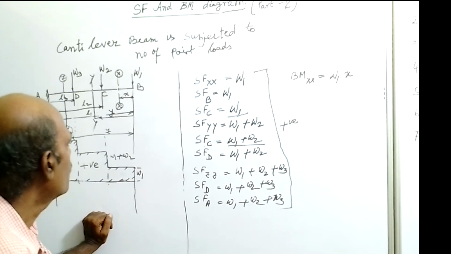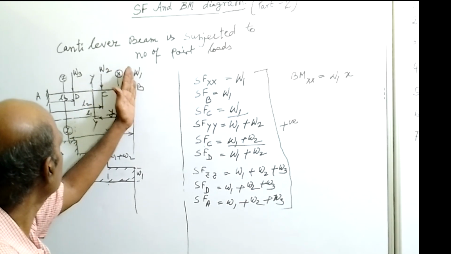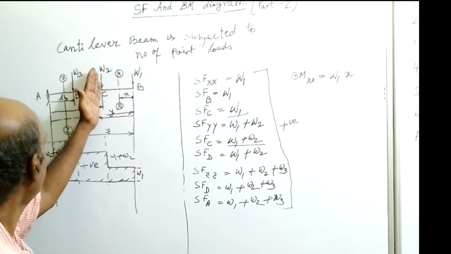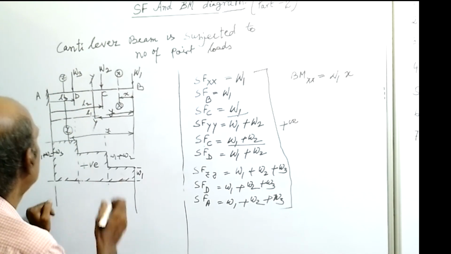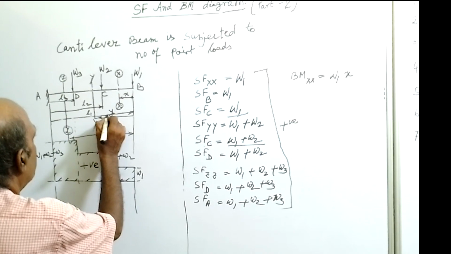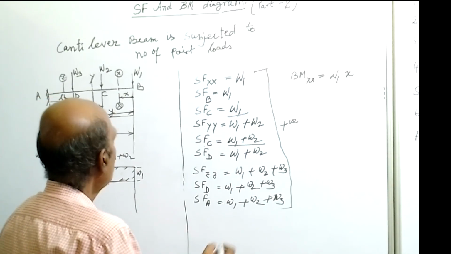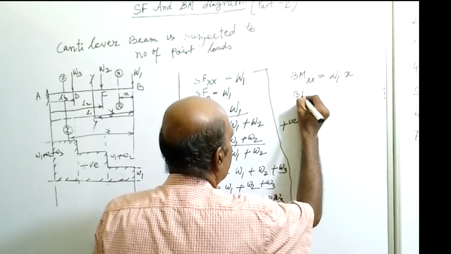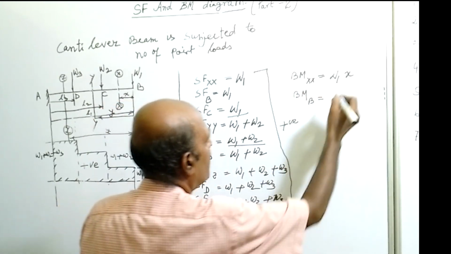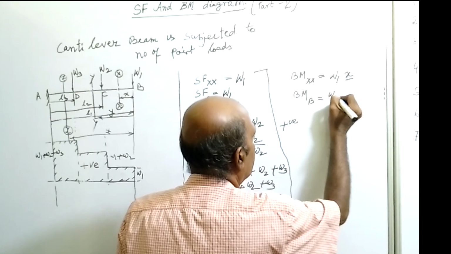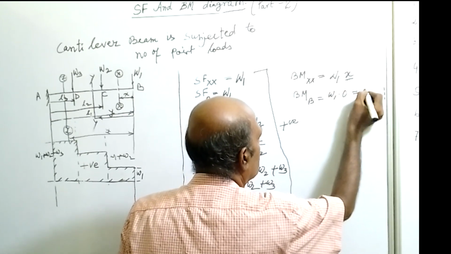Okay. So now slide the section to this point. This distance we have considered L1. So bending moment at section B: the x value will be 0, so W1 into 0, that will be 0.